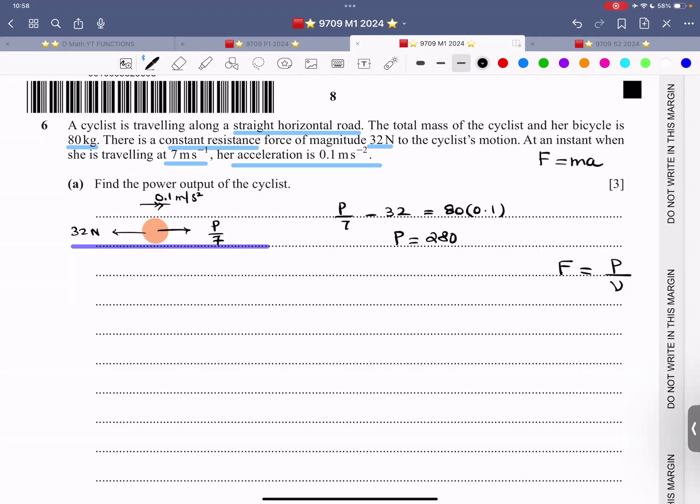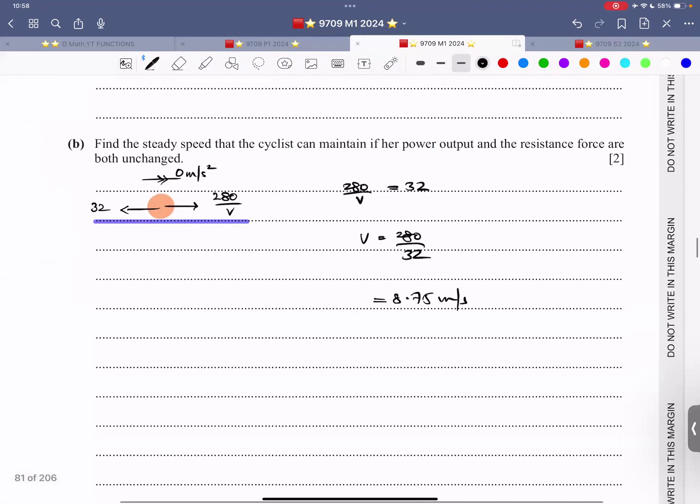So power is P, speed is 7, minus 32 is equal to mass into acceleration. Therefore, 8 plus 32 into 7 comes out to be 280 watts. That is the power output. The second part: now it says find the steady speed.